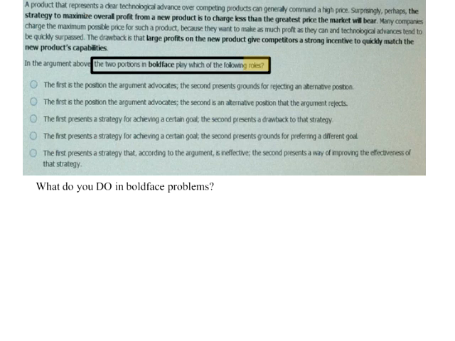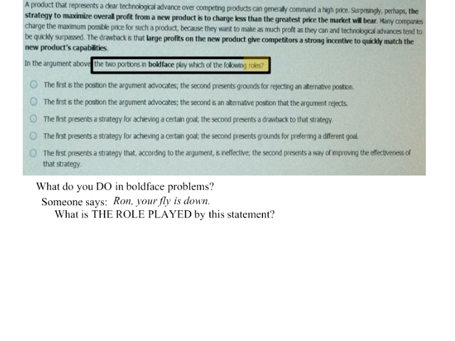Let's say someone says to me, Ron, your fly is down. Okay, granted, this is not an entire argument, but if someone tells me that, what is the role played by that statement? See if anybody has an answer to that in a normal sort of social situation here.